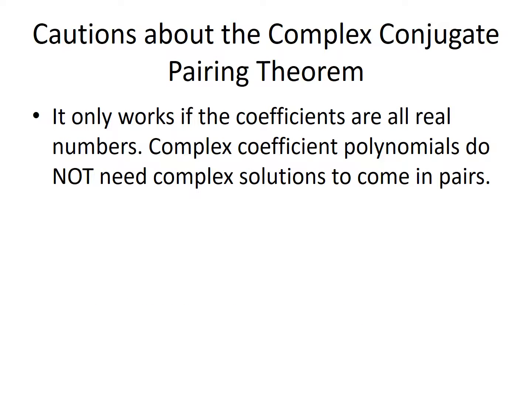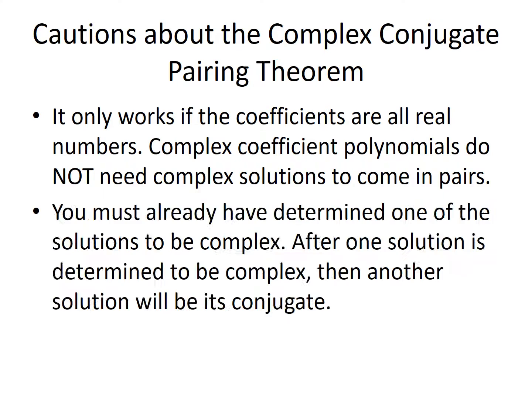Cautions about the complex conjugate pairing theorem. First thing is that it only works if the coefficients are all real numbers. Complex coefficient polynomials do not need complex solutions to come in pairs. You must already have determined one of the solutions to be complex. After one solution is determined to be complex, then another solution will be its conjugate.